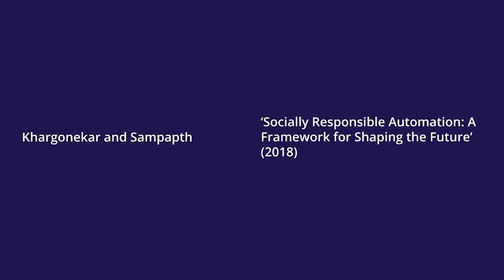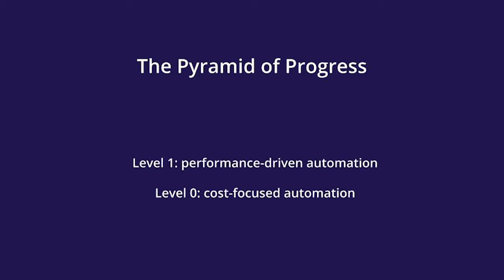These two people, in their paper Socially Responsible Automation: A Framework for Shaping the Future, from 2018, describe 4 levels of what they call the pyramid of progress. At level 0, we have automation that is only focused on cost, where technology is used solely to gain economic benefits by reducing human labor. This is the least ethical, or is non-ethical.